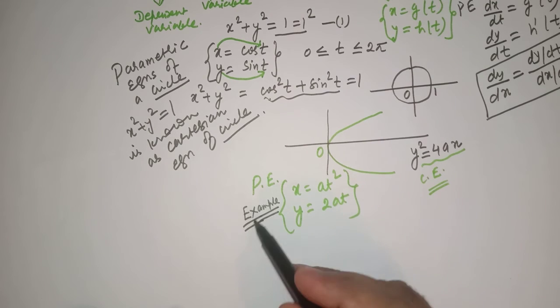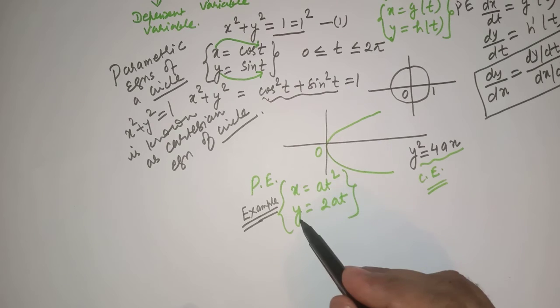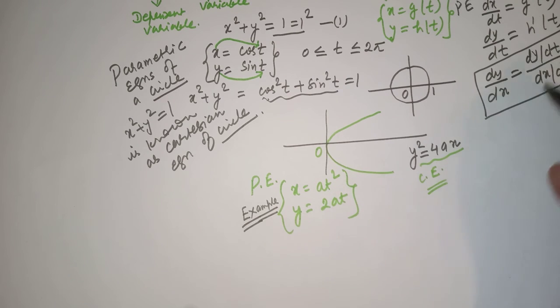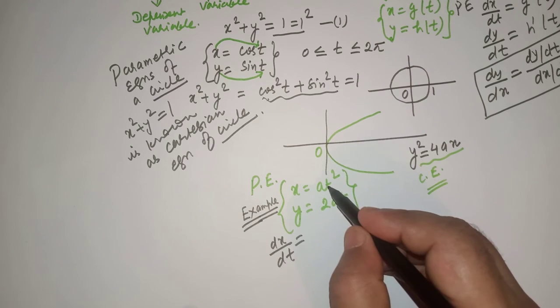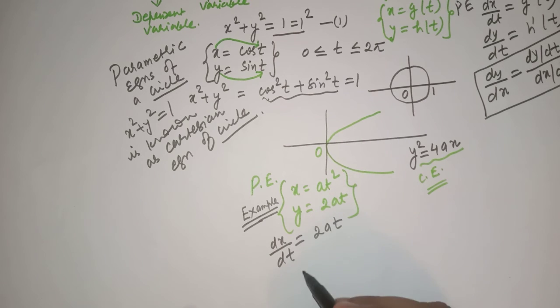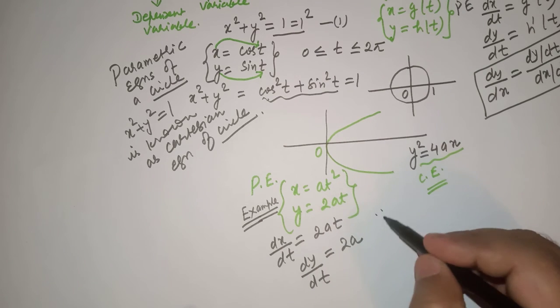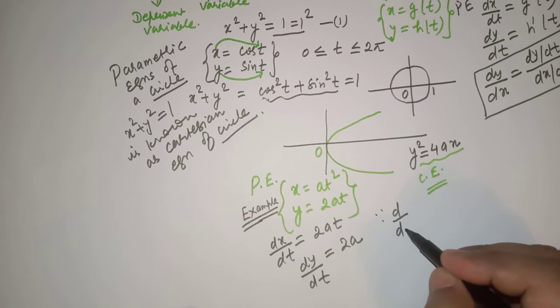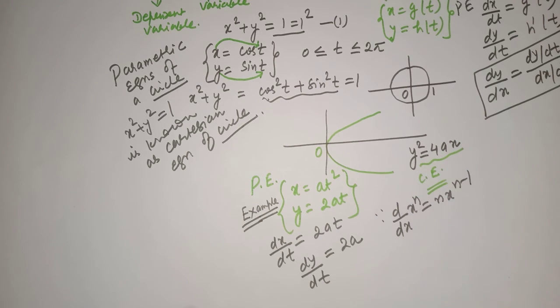Now let us take the example of this parabola. Suppose we are given x equal to at square and y equal to 2at. We have to find this derivative dy over dx. So what we will do, we will find dx over dt. So we will differentiate it, and we get the derivative of t square is 2t, so it is 2at. Similarly, dy over dt is equal to 2a. The derivative of t is 1. Here we have used the formula that the derivative of x raised to n is n x raised to n minus 1.